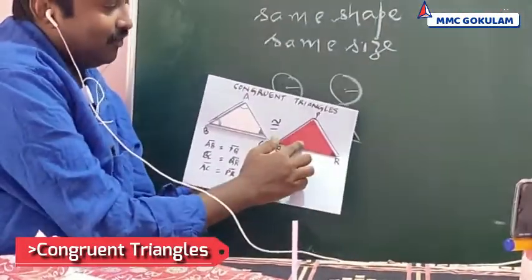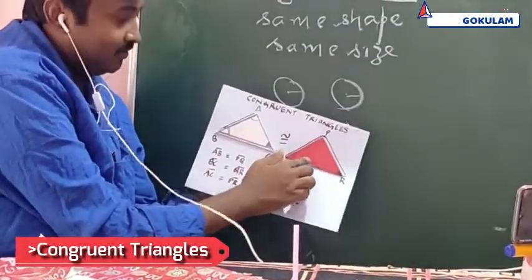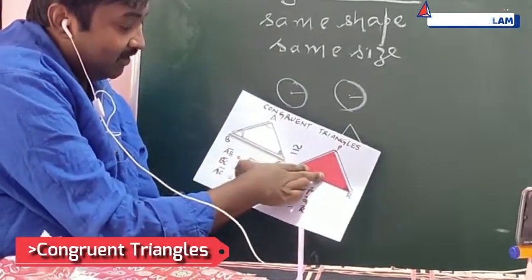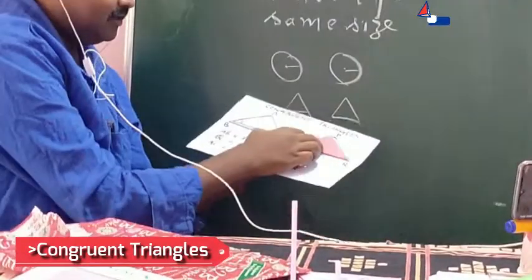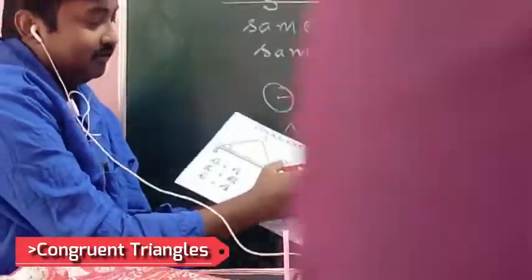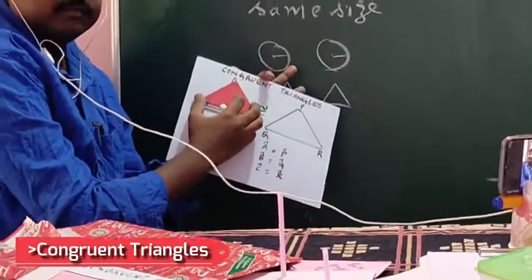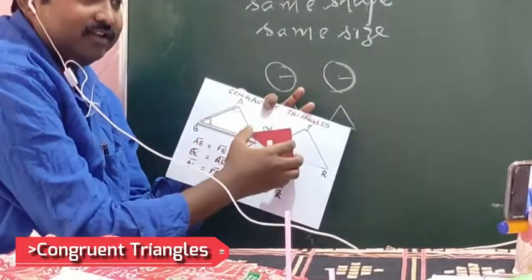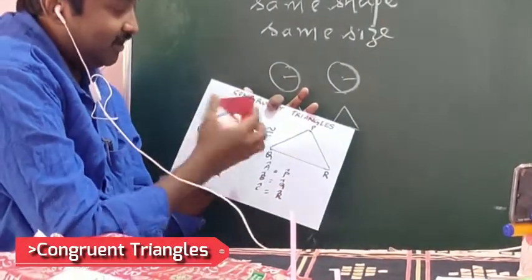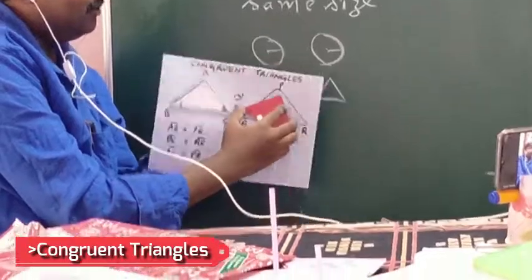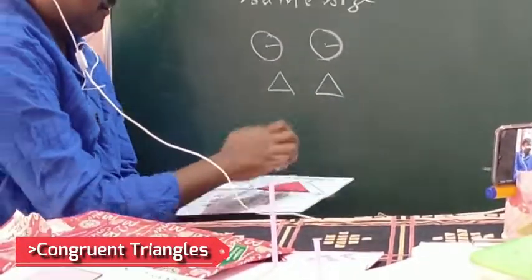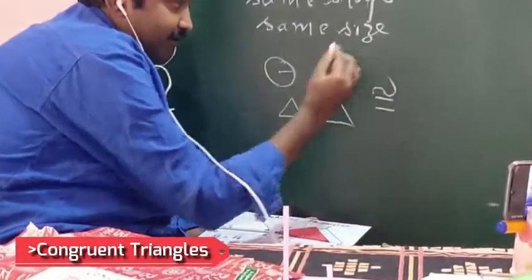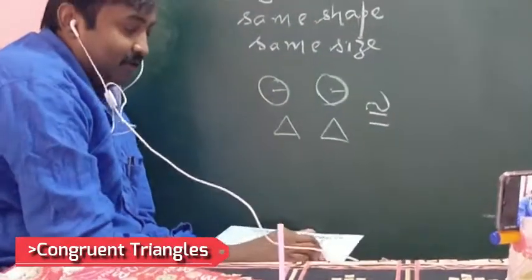So what is the conclusion? Two triangles are congruent means corresponding sides are equal first, and angles are also equal. Not only sides, but angles are also equal. If both sides and angles are equal, then it is said to be congruent. This is the symbol of congruent.